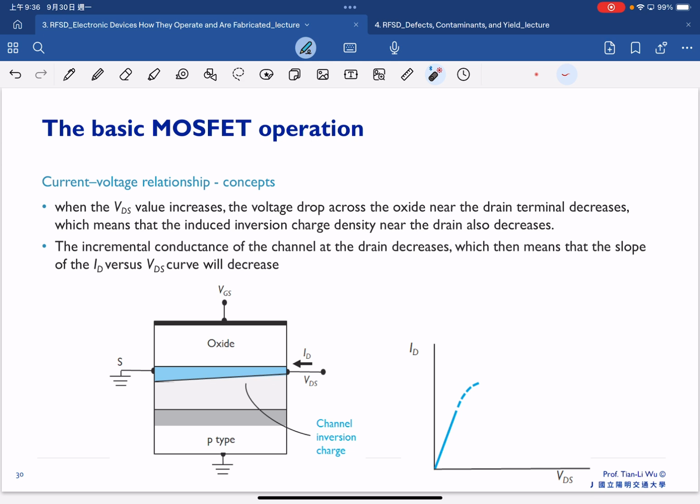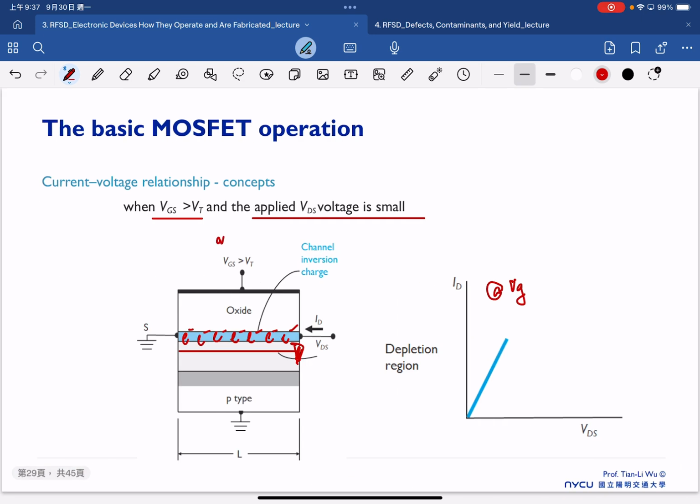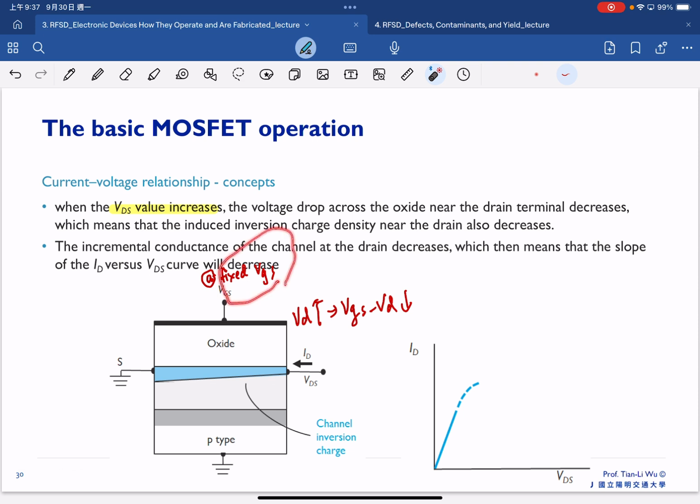Furthermore, once our VDS increases, the voltage drop across the oxide near the drain terminal decreases. If we look closely at this region, if our drain bias is increased, that means VGS minus VD is decreased. This is considered with a fixed VG, so previously we also considered this a case of a fixed, constant VGS. But if we continue to increase our drain bias, for sure the voltage difference between gate and drain is decreasing.